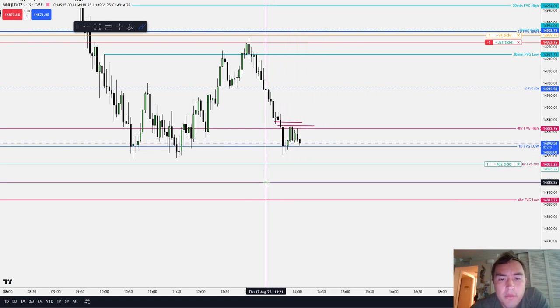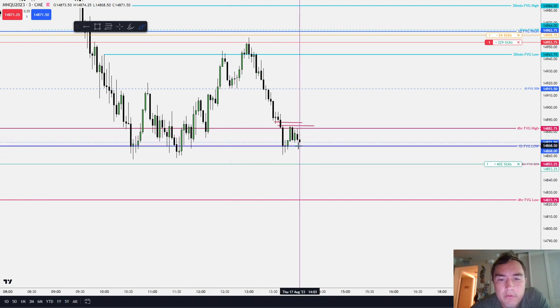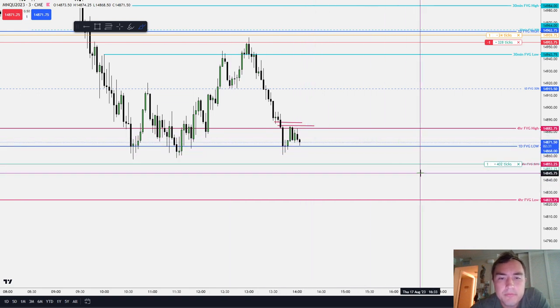Okay, I think we might get a flush here pretty quick. We're seeing a little bit of heaviness in the market. Could get that flush lower here pretty quick. And you'll see when you have the draw on liquidity correct. We have liquidity and we have inefficiencies lower, down in the 850s.